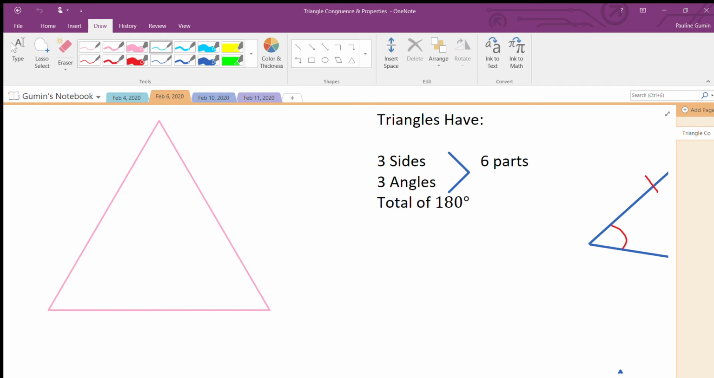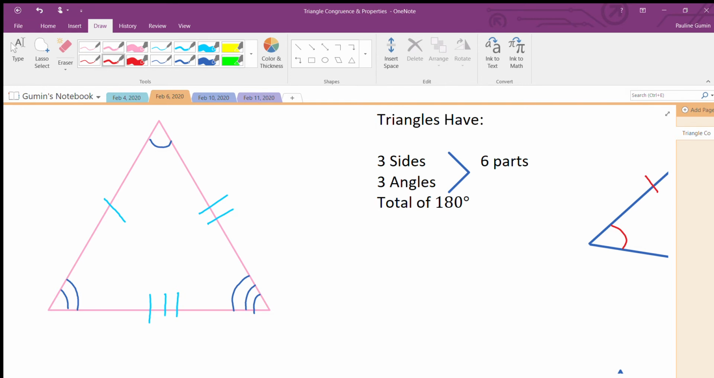Triangles have 6 parts. They have 3 sides. We denote sides by using these little lines called tick marks. We can use different amounts to represent different sides. We can do the same thing for the 3 angles. I use little semicircles to mark angles, and we can give them different amounts to represent specific angles.